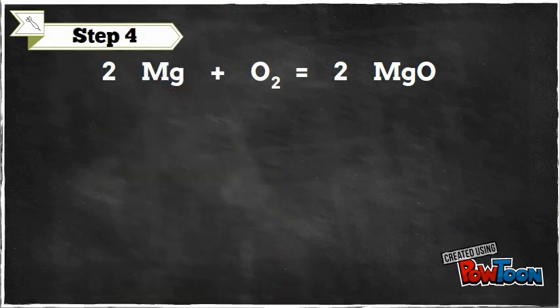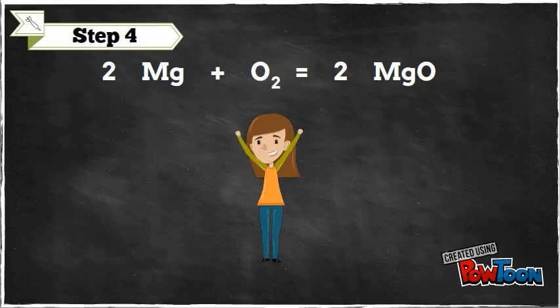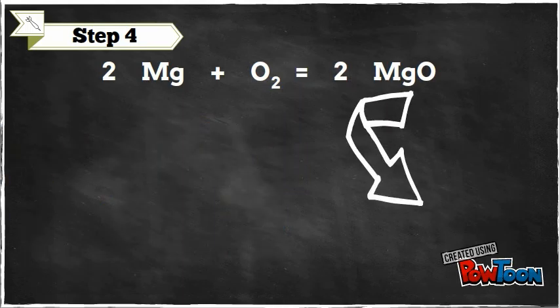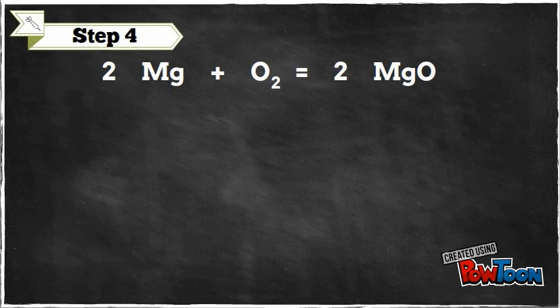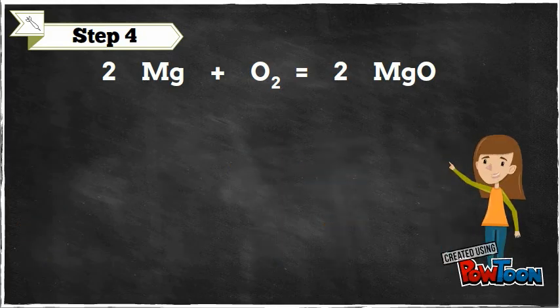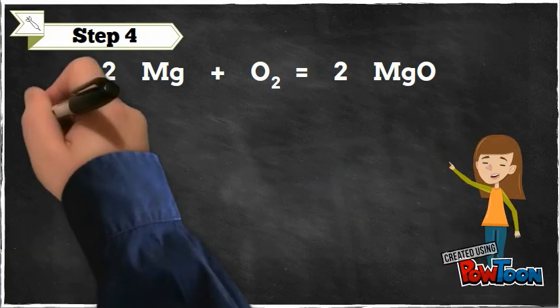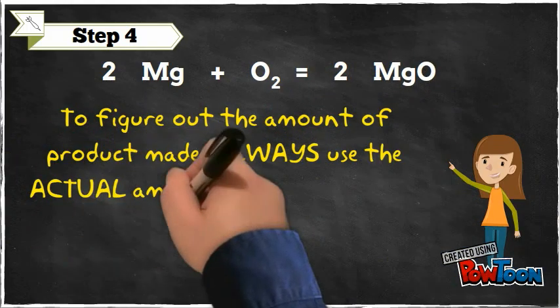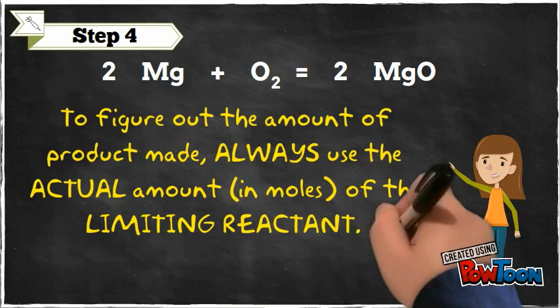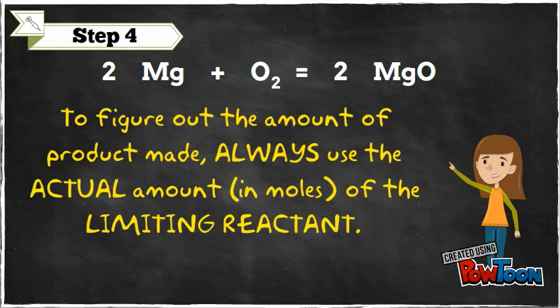Step 4. Okay, now the really hard part is over, so give yourself a pat on the back. It's likely that the problem will ask you the amount of product made in the reaction. So we'll figure that out in moles, again using the mole-to-mole ratio. The most important thing to remember here is that we need to use the molar amount of the limiting reactant because it's the reactant that runs out first. All of the limiting reactant will go into making the product, whereas there will be some leftovers of the reactant that is in excess, just like the cheese and burgers.